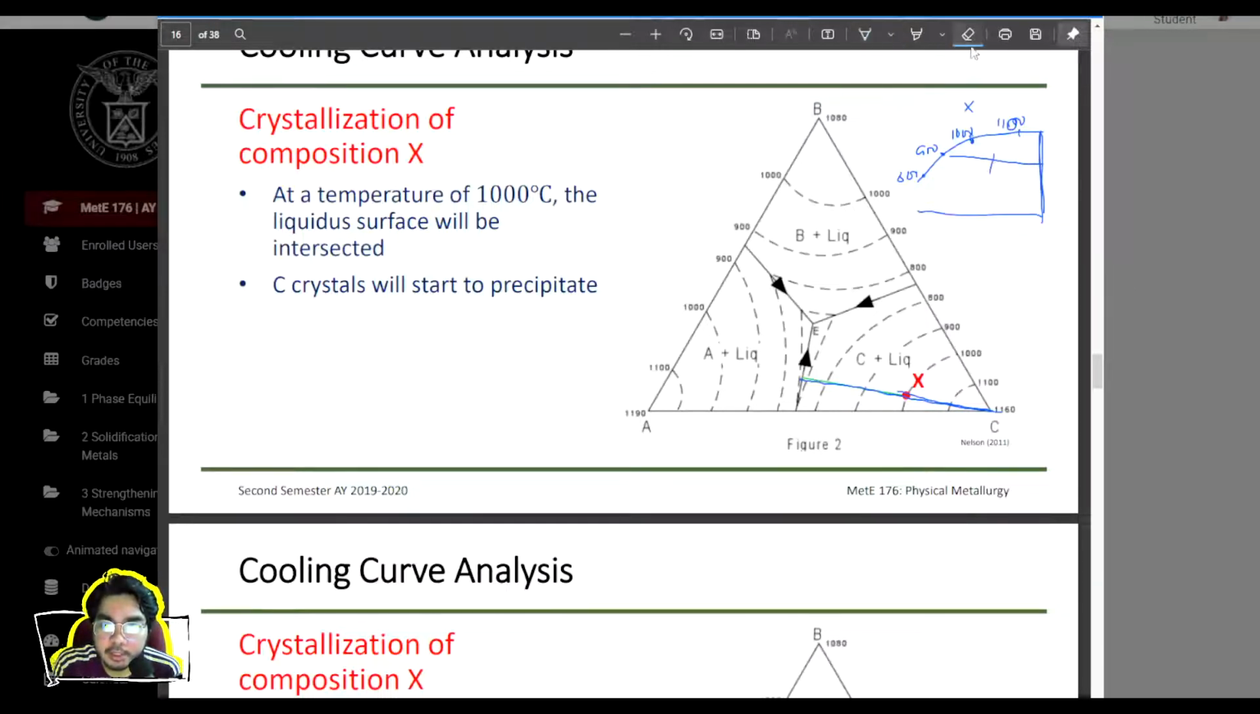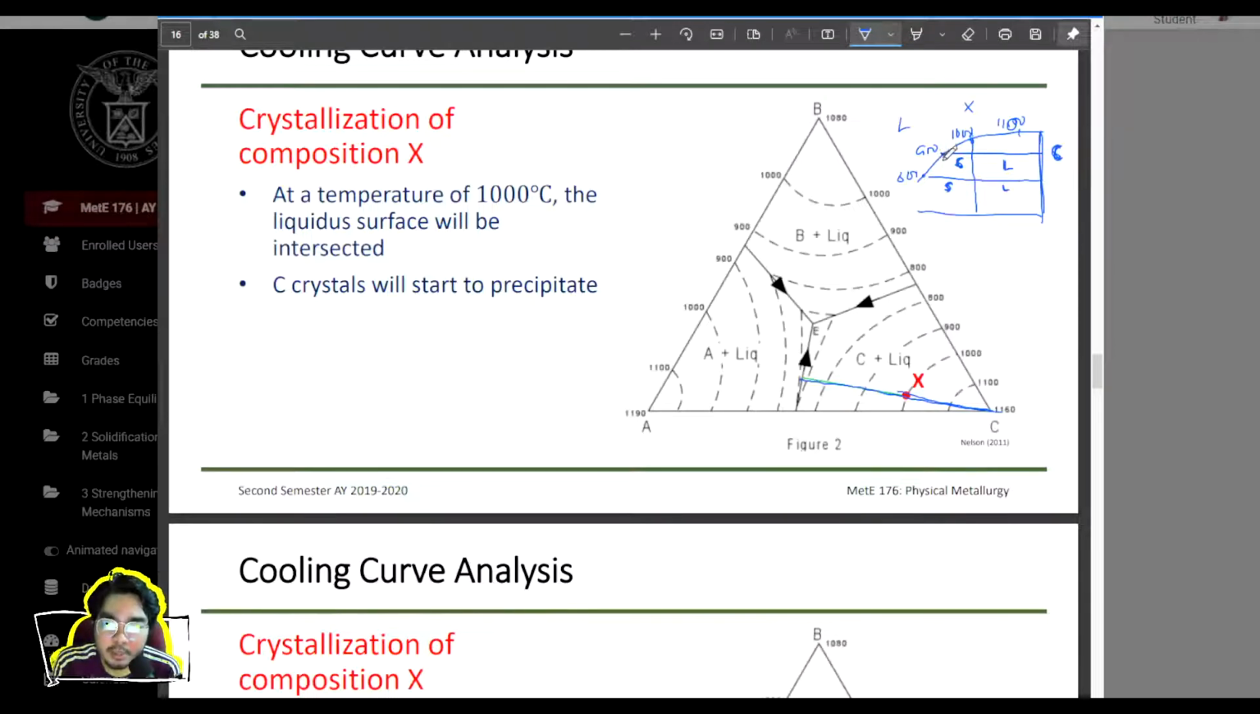So as you go down, for example, once you reach 900, let me make this a little bit clear. When you reach 900, you actually get this amount of solid formation. This is your solid, because this is the solid, this is the liquid. In this case, the solid is C. So you get this amount of solid C, and this amount of liquid is still remaining. Then as you go down, say 800, the amount of solid increases and the liquid decreases.